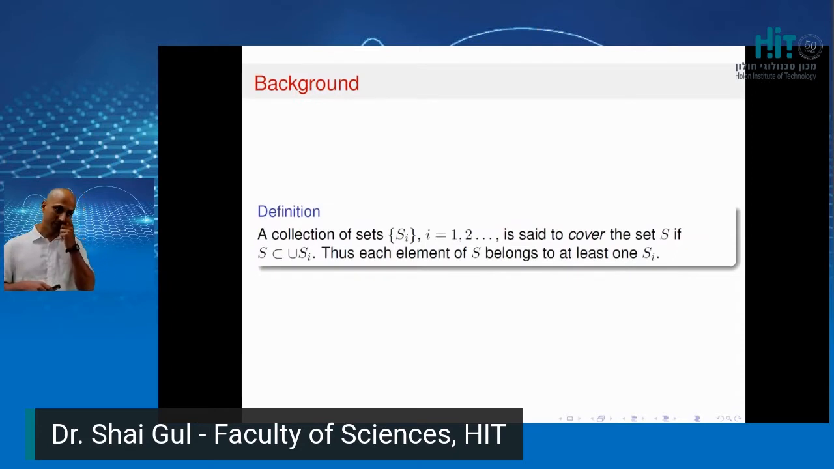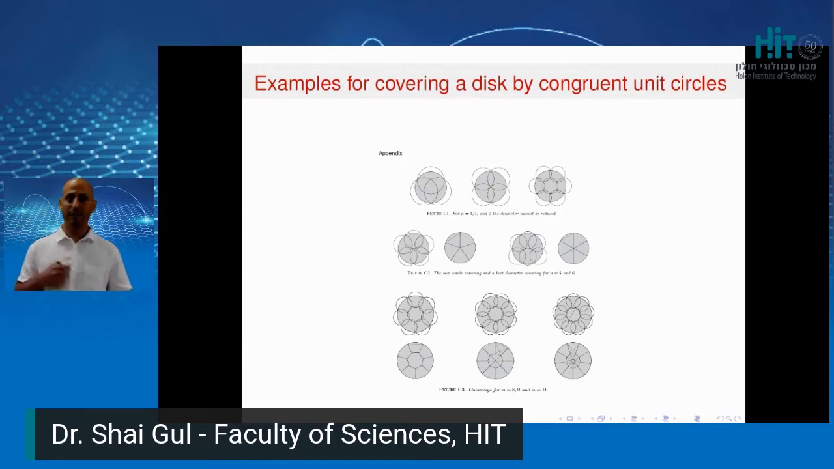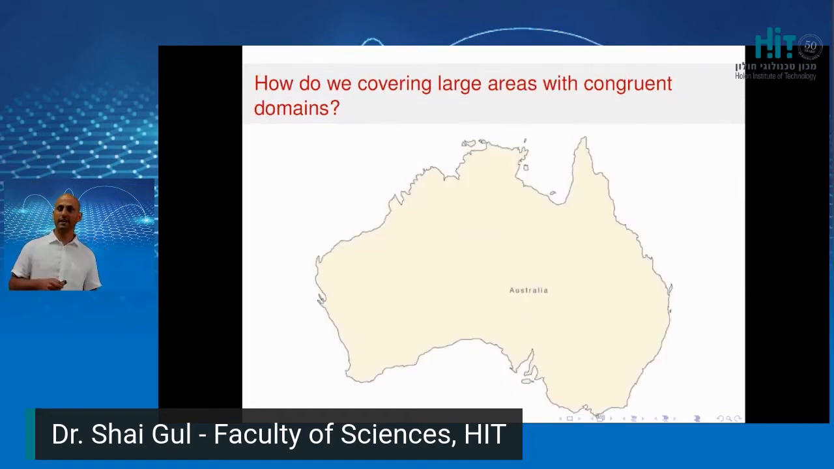When I'm talking about covering, I'm usually talking about a collection of sets Si, which is said to cover a set S if S is a subset of the union of the Si. These are a few very famous examples of covering a disk with three circles, with three disks, or with 4 disks. Every one of these results is not easy to prove. The case of 5 circles, for example, is a result of a very famous mathematician called van der Waerden.